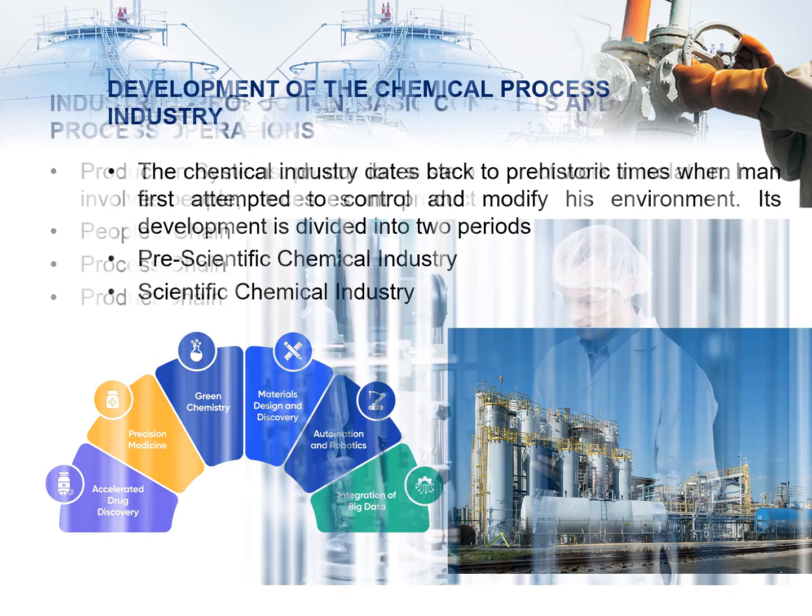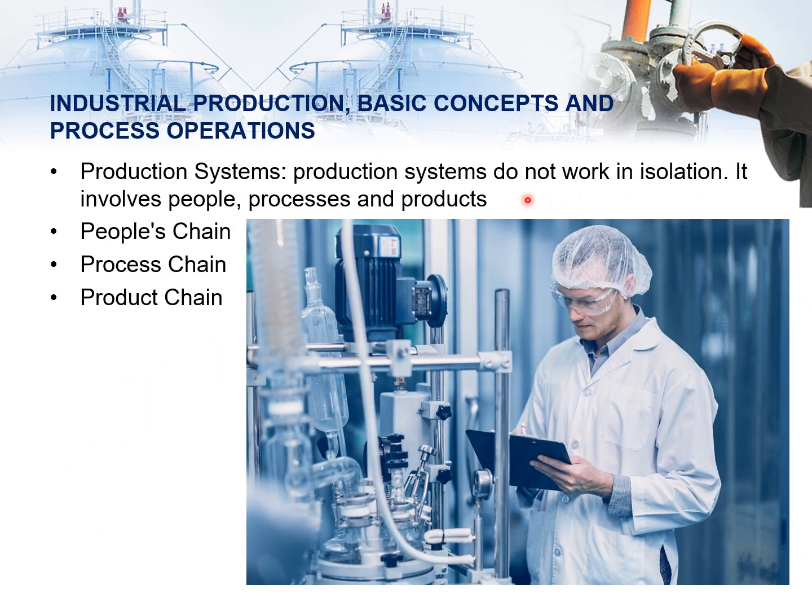We'll move on to industrial production, some basic concepts in process operations. When you look at this picture, you see a scientist with some apparatuses in front of him. When we talk about production systems, they are the systems used in the chemical industry. They do not work in isolation. It involves three chains: the people's chain, the process chain, and the product chain. The people's chain are those who make the chemical system work.